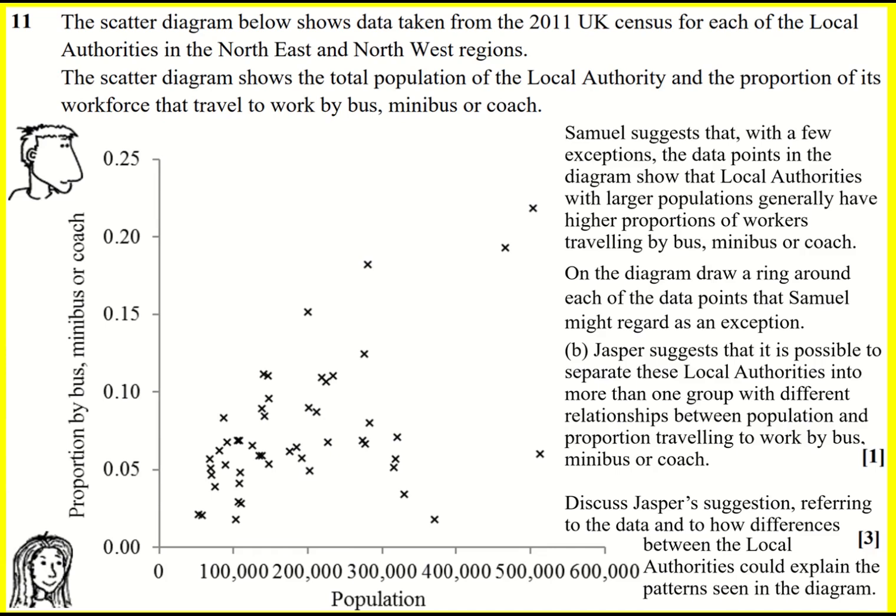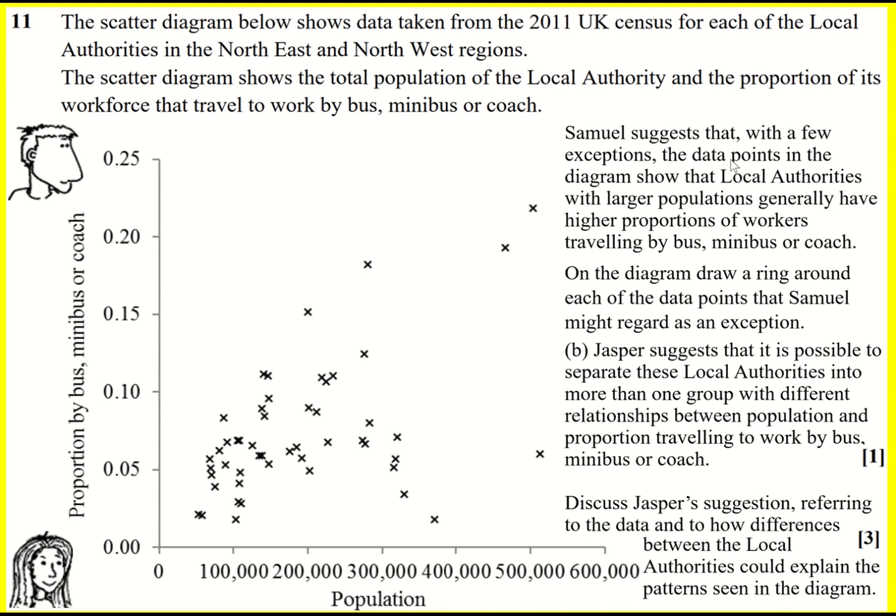There are lots of words in this question, and apologies, I've crammed it all onto this small screen. It originally fitted a whole page, but I wanted to have all the information in one place and minimize the amount of space being taken up. So we've got a scatter diagram from a census, comparing the population of different local authorities with the proportion who travel to work by bus, minibus, or coach.